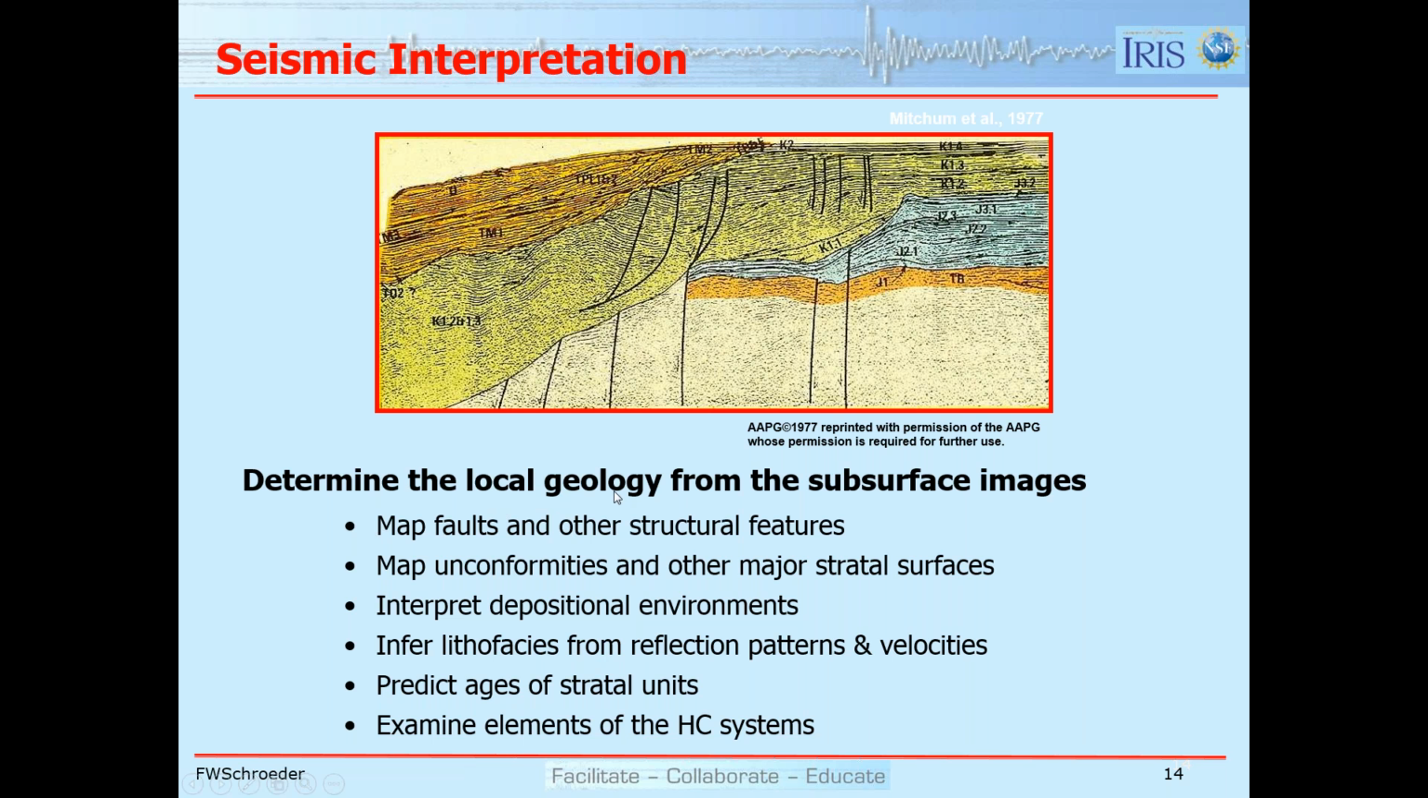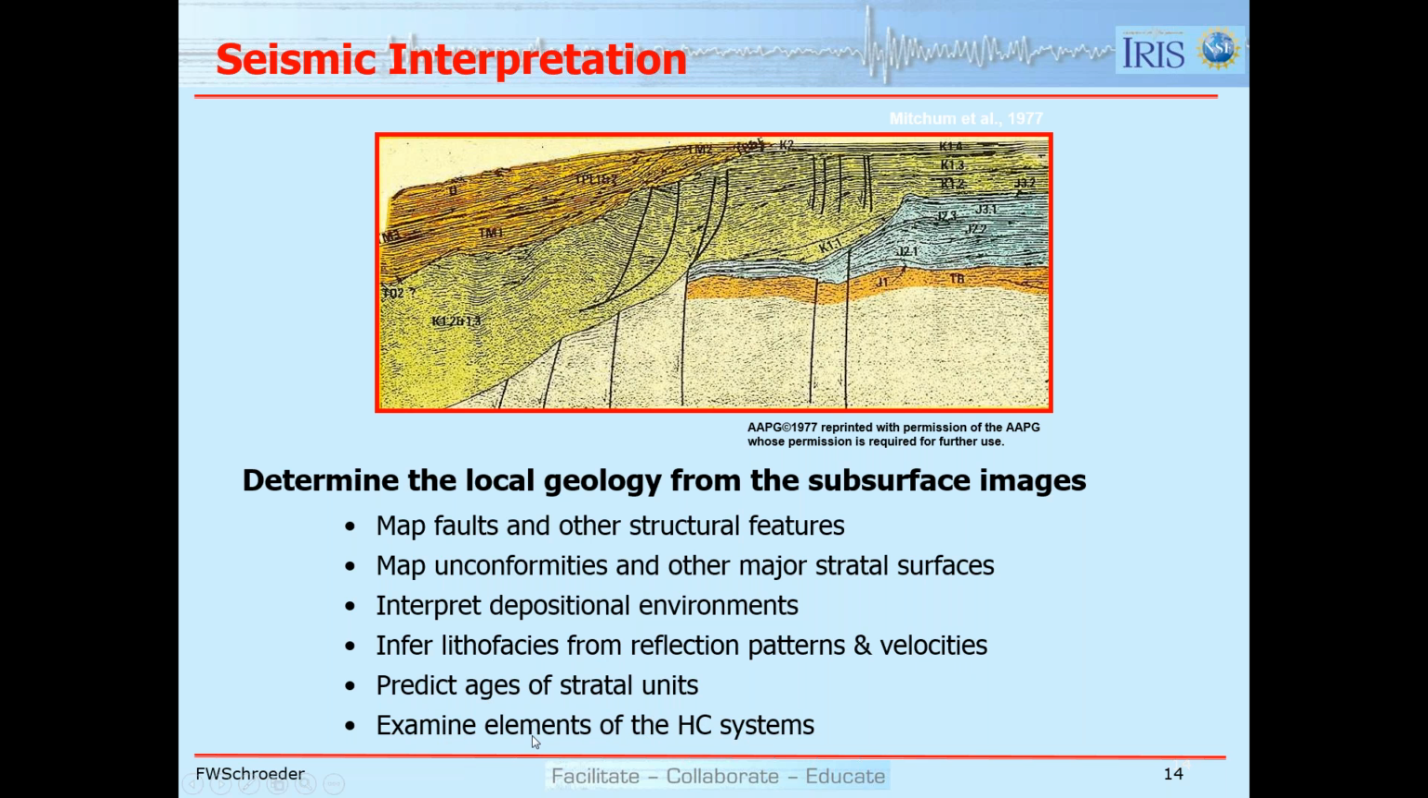We can derive the local geology from the subsurface images. We can map faults and other structural features. We can map unconformities and other major stratal surfaces. We can interpret depositional environments. We can infer lithofacies from reflection patterns and also from the velocities that our seismic data processors generate for us. We can predict ages of some of the stratal units, and then we can examine elements of the hydrocarbon system.